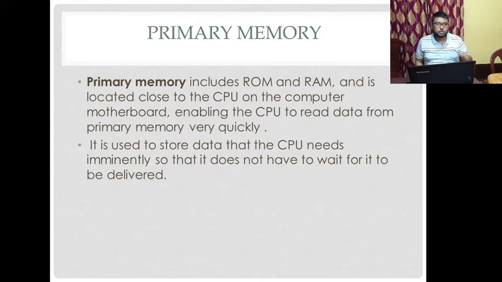It is used to store data that the CPU needs immediately, so that it does not have to wait for it to be delivered. So if I want to process some very quick data, I store it in the primary memory. So primary memory consists of two things, I told you: RAM and ROM.